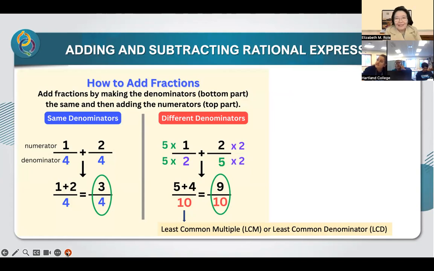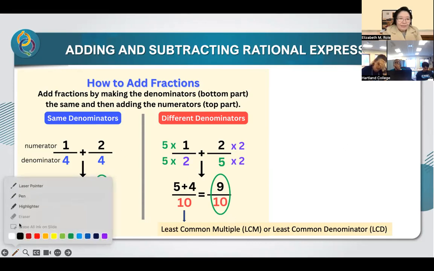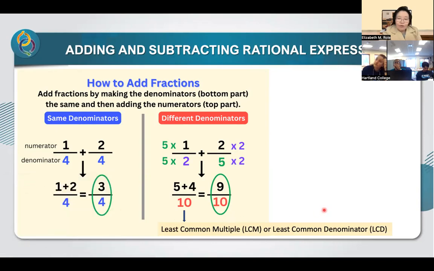Well, that one had been learned in your arithmetic classes. So if I have 1/4 plus 2/4, I can add them immediately because the denominator is the same, which is a 4. And so what you just have to do is only add the numerators. In other words, 1 plus 2 is equal to 3.